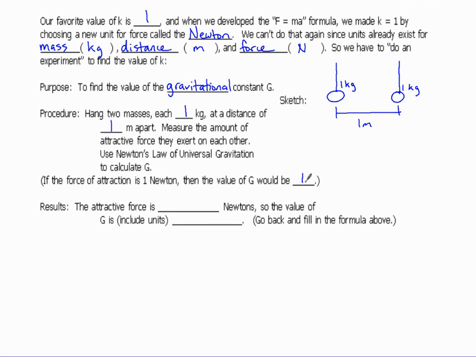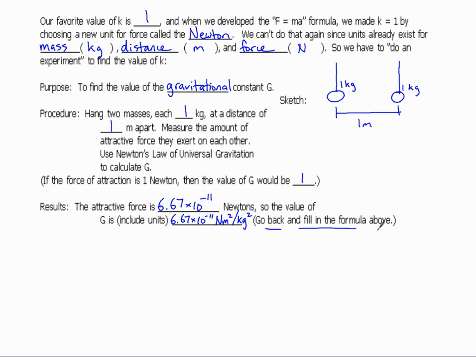The result of the experiment: the attractive force is 6.67 times 10 to the negative 11th newtons. So the value of G, including units, is 6.67 times 10 to the negative 11th, and the units are newtons times meter squared per kilogram squared.